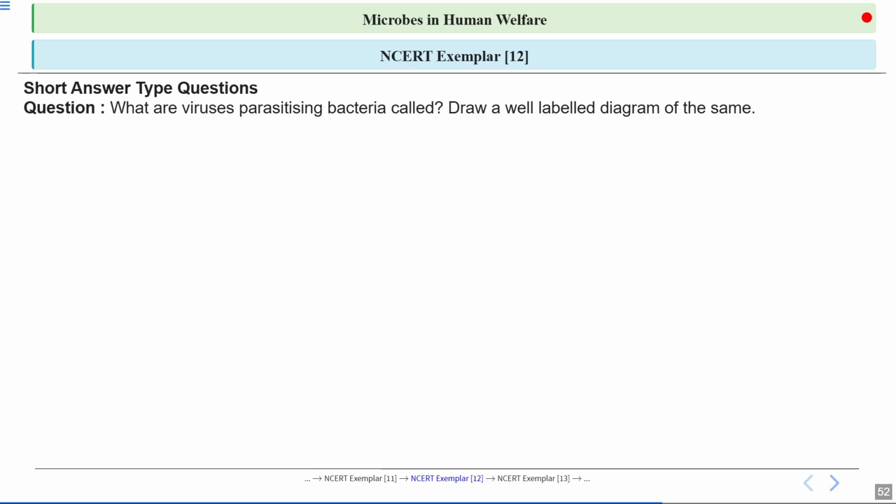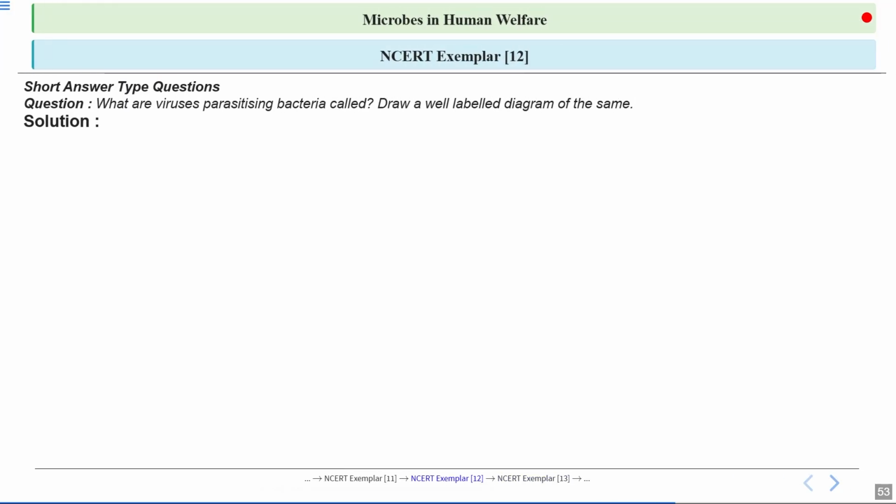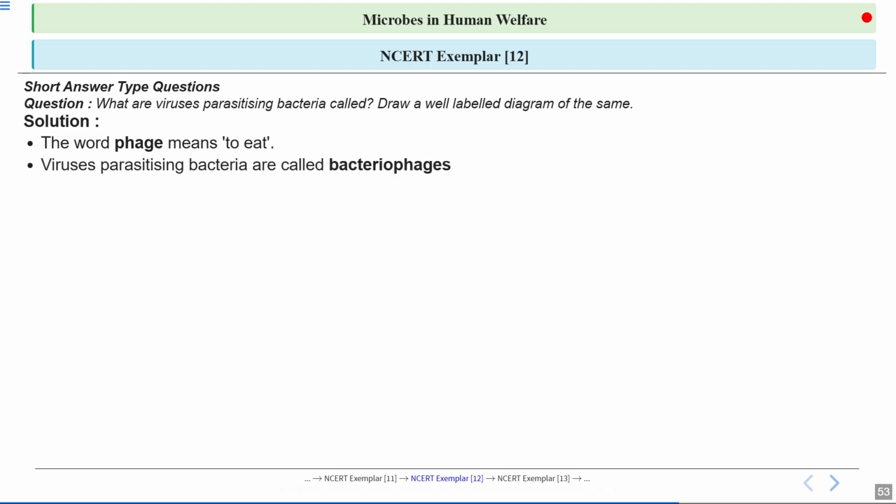Next question: what are viruses parasitizing bacteria called? And you have to draw a well-labeled diagram of the same. Let's have a look at the answer. The word phage means to eat. Bacteriophages are the viruses which can infect bacteria. Here bacterio refers to bacteria and phage means to eat. So together we can call it bacteria eater.